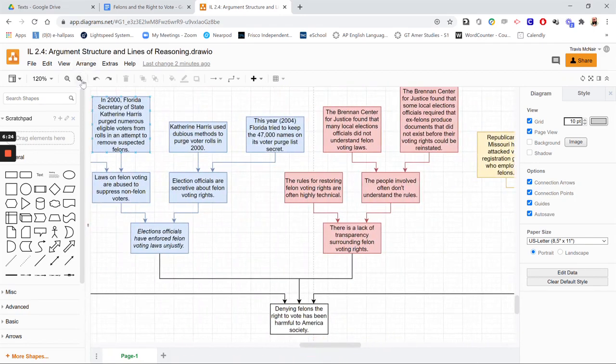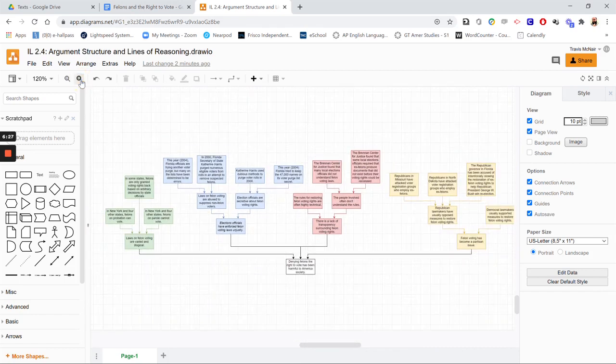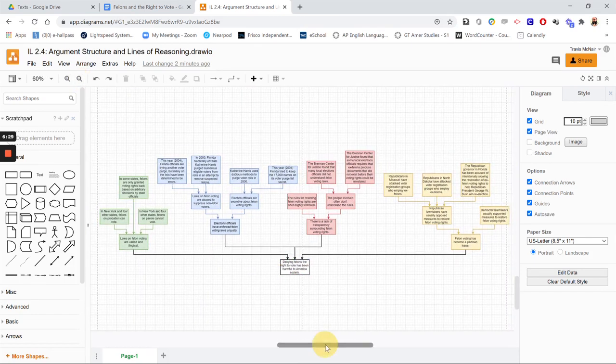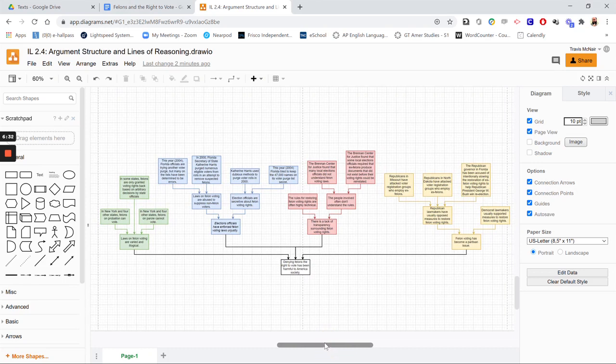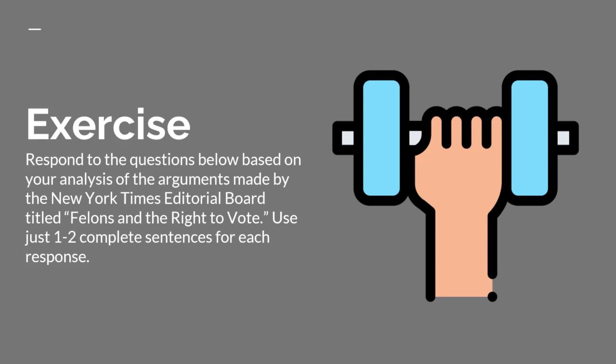I'll zoom out here so we can see it. Yeah, there's the whole thing right there. And that's what an argument map should look like, with various lines of reasoning extending out from the claim, all pointing down to it because they're supporting that claim. All right, now that we've completed that argument map, let's answer some analysis questions on the arguments made in this text. Go ahead and pause this video, respond to the questions that you're given, just using one or two complete sentences for each.